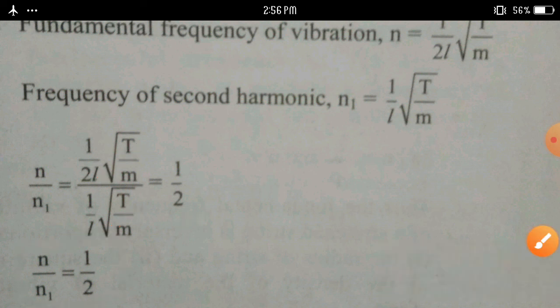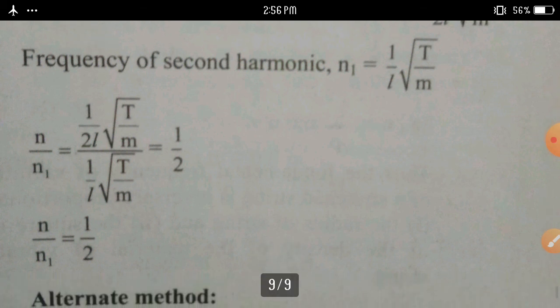In this way we can discuss the modes of vibration of a string. In this way we complete three modes of vibration. The first one is the fundamental mode, another one is the second mode, and the next we consider is the third mode. In this way we complete this point.